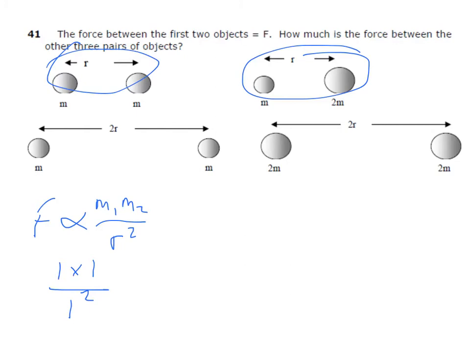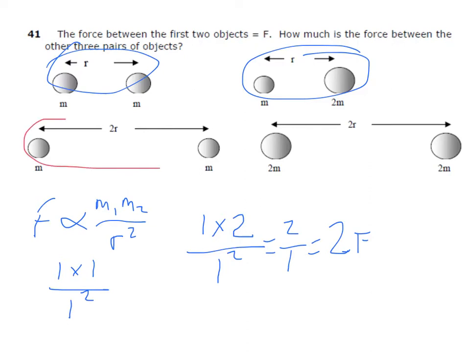So for this second set, the mass of the first ball is unchanged. For the second one, it's twice as big, and the distance between them squared is the same, so that's equal to 2 over 1. So when we change the mass, we double it. We double the force. So it's equal to 2F.